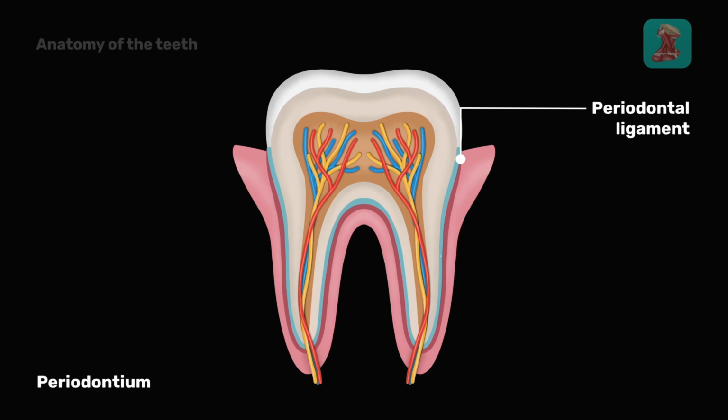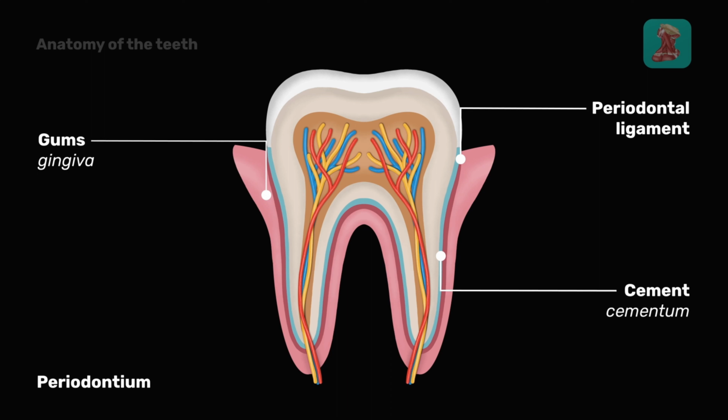Another important tooth-supporting structure is called the periodontium, and it includes the gingiva, the periodontal ligament, cement, and the alveolar bone.